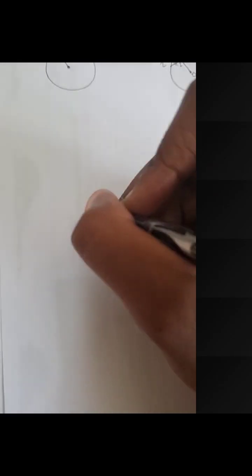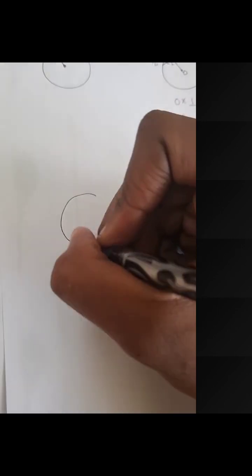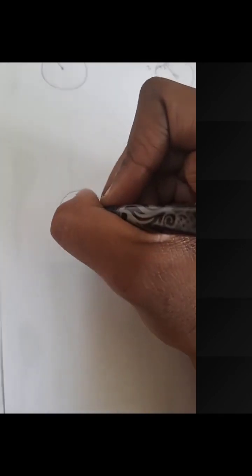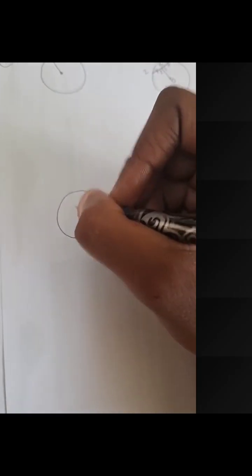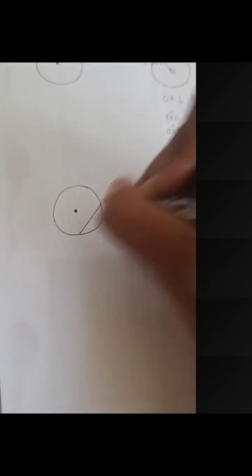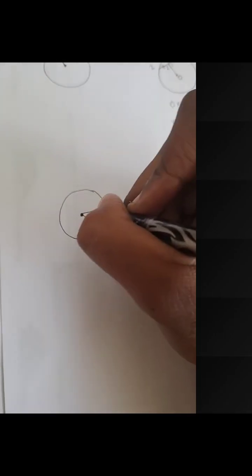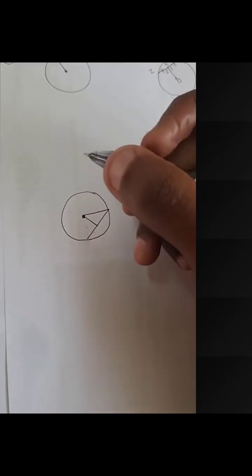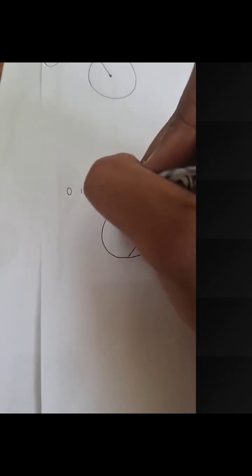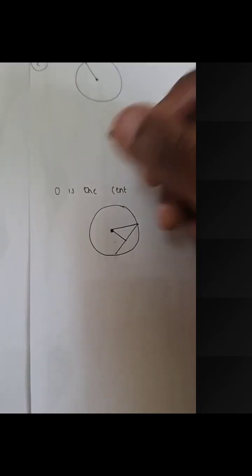Okay, let's look at some problems here very quickly. I'm going to do a few examples for you so that you guys can see what's happening with these beautiful theorems. So this is a diagram that we have. We are told here that O is the center.